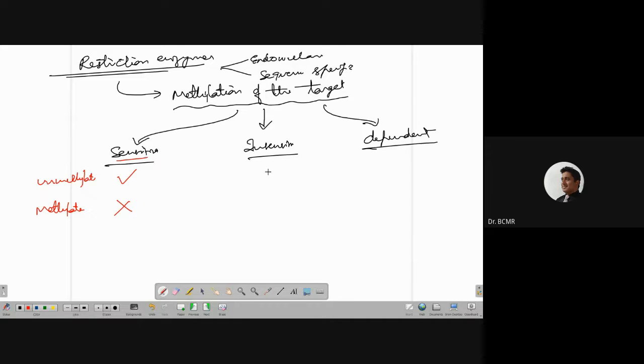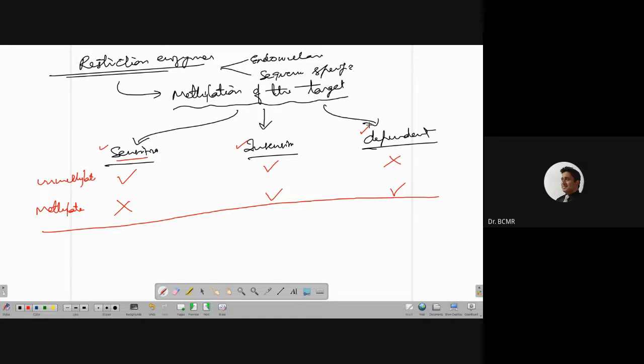Methylation insensitive means they will cleave whether the target sequence is methylated or unmethylated. It doesn't matter. They would just cleave the target sequences. Whereas restriction endonucleases that are methylation dependent cannot cleave unmethylated DNA. They will only cleave if the target sequence is methylated. Is that clear? I hope so. So we can use different restriction endonucleases based on their sensitivities: sensitive, insensitive, and dependent.